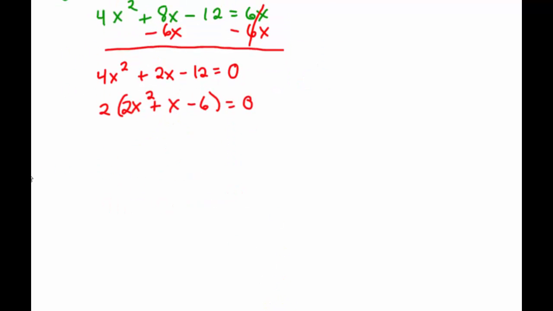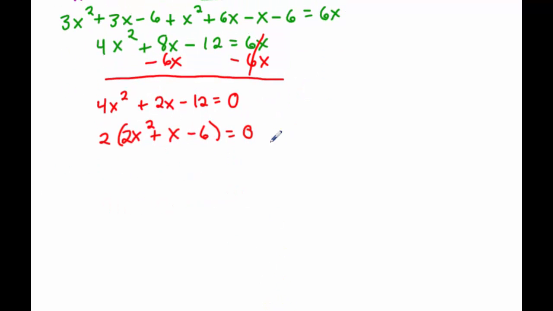I'm going to scroll back up. Hang on. There we go. Now, that 2 that I took out, I can basically get rid of, because if I divide both sides by 2 and get rid of that 2, this will still be 0. That 2 would only matter if I had an x out there, and I don't.